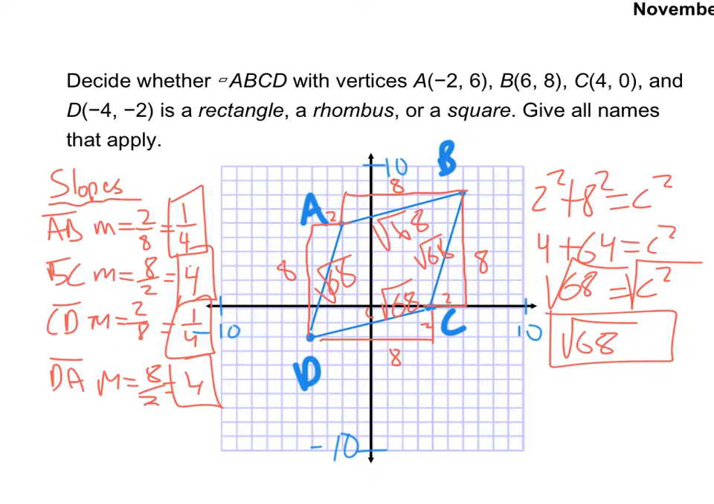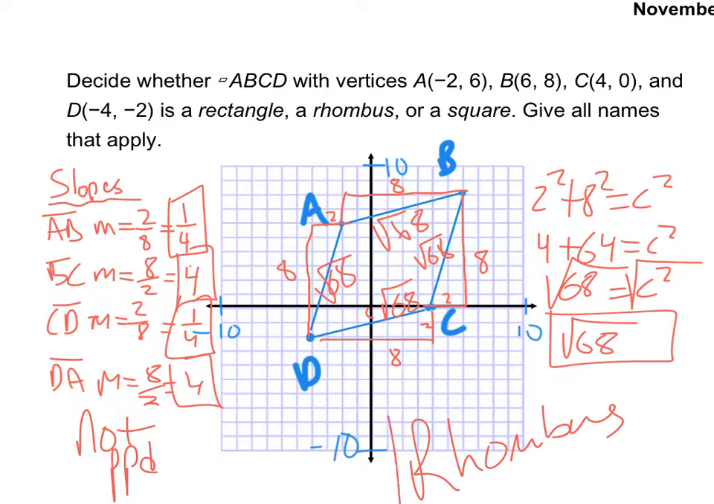Notice these are not negative reciprocals. Perpendicular lines have to have negative reciprocal slopes. So they're not perpendicular. So it's not a rectangle. So it can't be a square. So the best it is is a rhombus. And we proved it by showing that all sides are congruent.